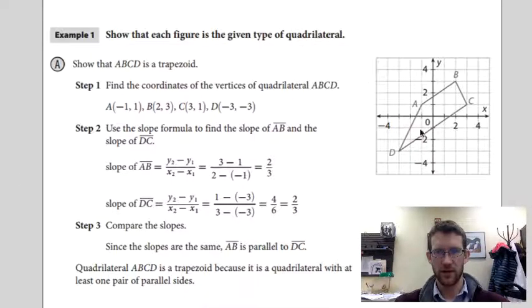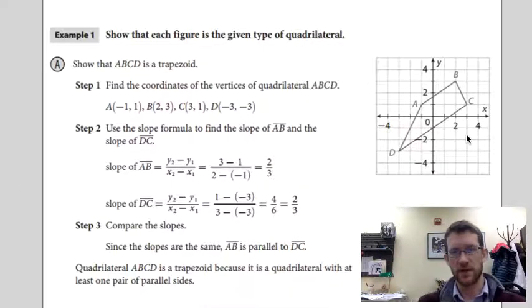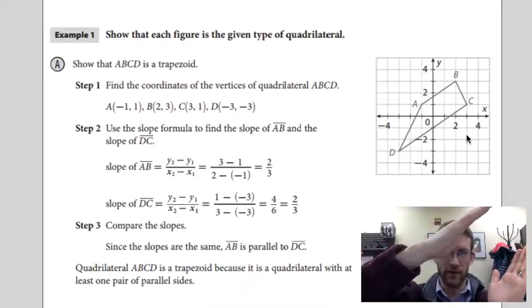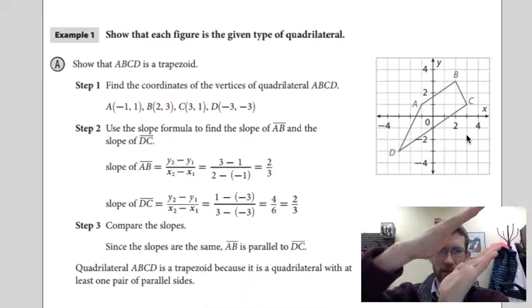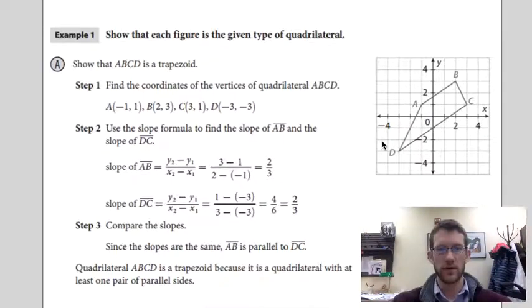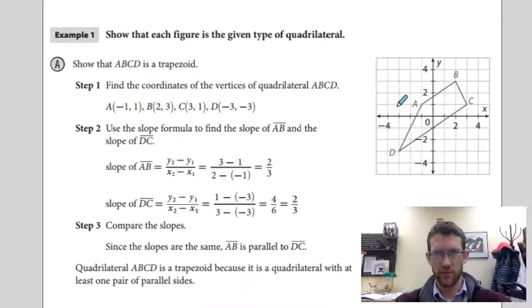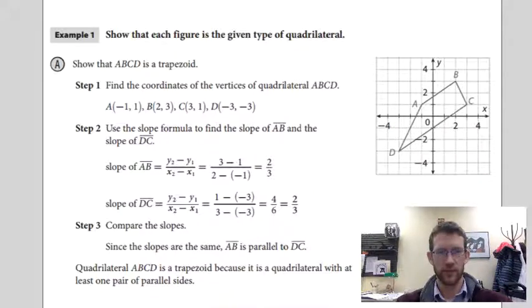So for example, here's our figure. We need to show that it's a trapezoid. So we need to show that AB is going to be parallel to DC. Therefore, we can calculate the slope. You can do the calculations, subtracting the y values and the x values, or you can just count rise over run, right? So this one has a rise of 2, a run of 3, so it's 2/3. This one has a rise of 4, a run of 6, which reduces down to 2/3 as well. So they have the same slope. So that's how we can show that it's a trapezoid.